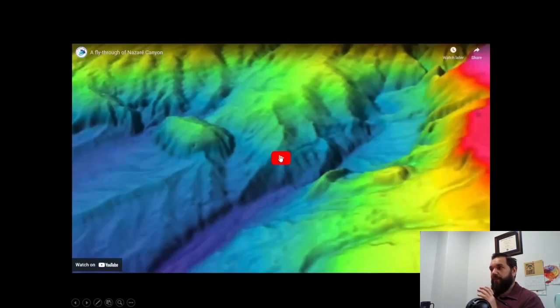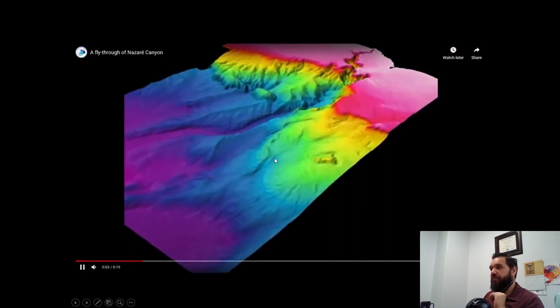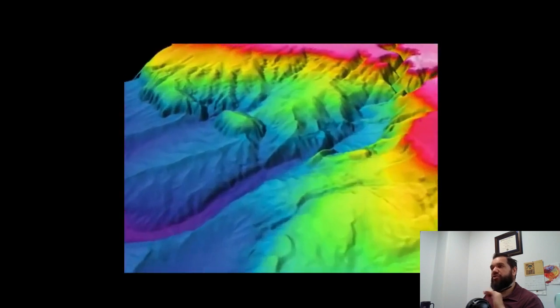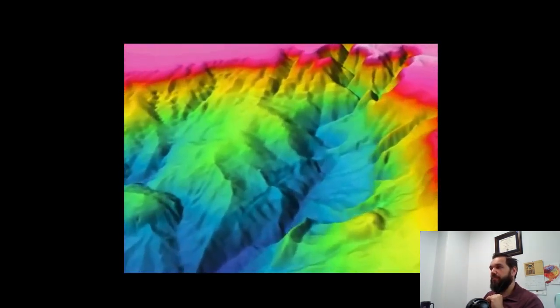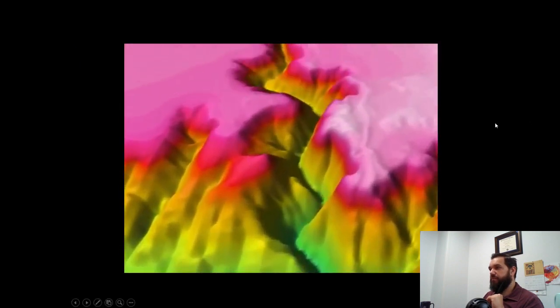This is a little bit of footage from imaging of the Nazaré Canyon, the submarine canyon that's off the coast of Nazaré. That's where you get the largest waves in the world, the largest surf waves in the world. So you can see the imaging of the canyon.